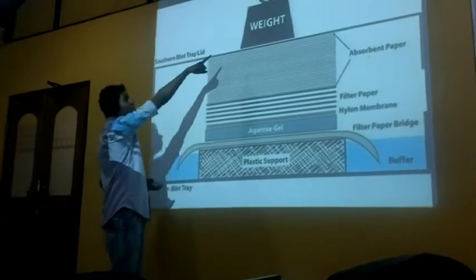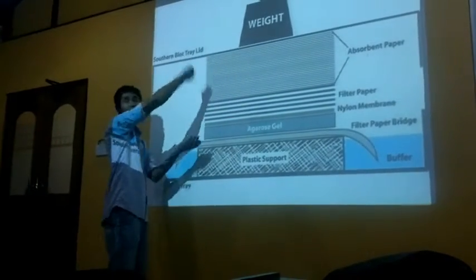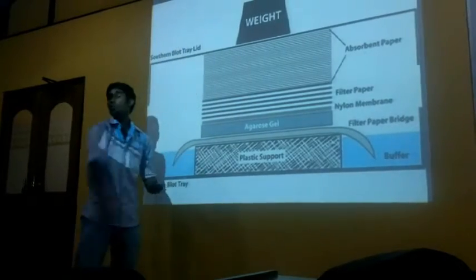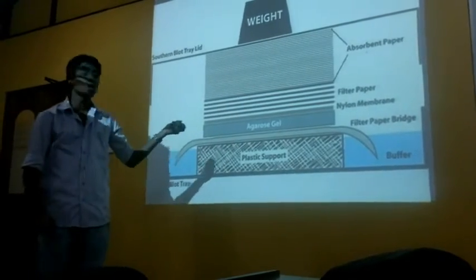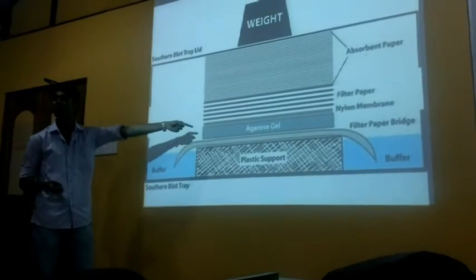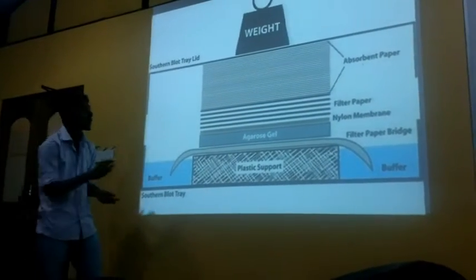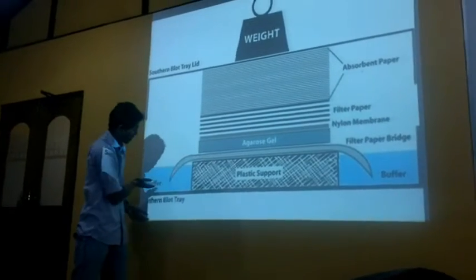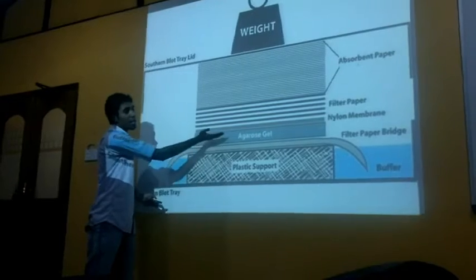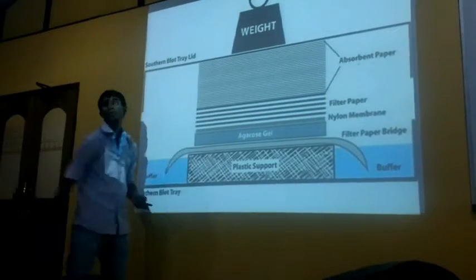So what you do is there is a weight over there. Due to the weight, it applies a pressure so that more and more buffer transfers upwards. Not only is the buffer transferring, you should remember that the agarose gel is over here, and within the agarose gel you have the DNA fragments. So while this buffer is transferred, little by little, the DNA from the agarose gel is transferred onto the nylon membrane.